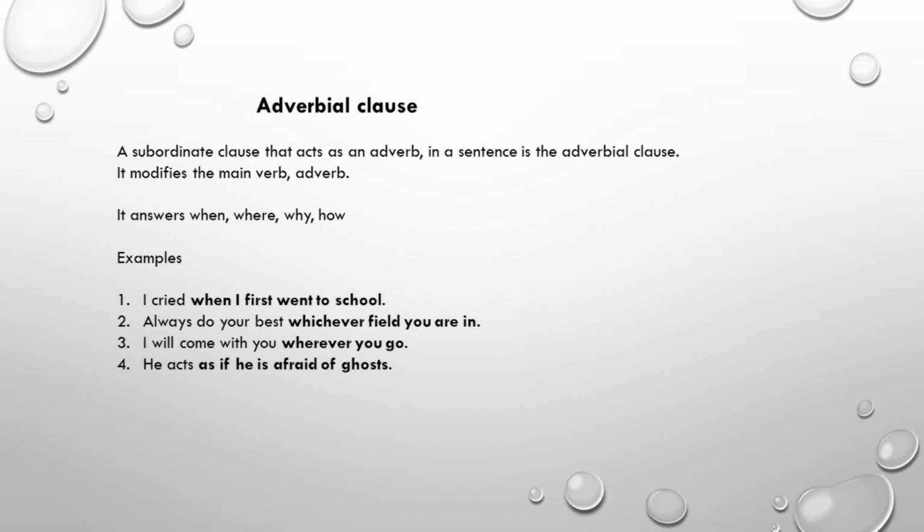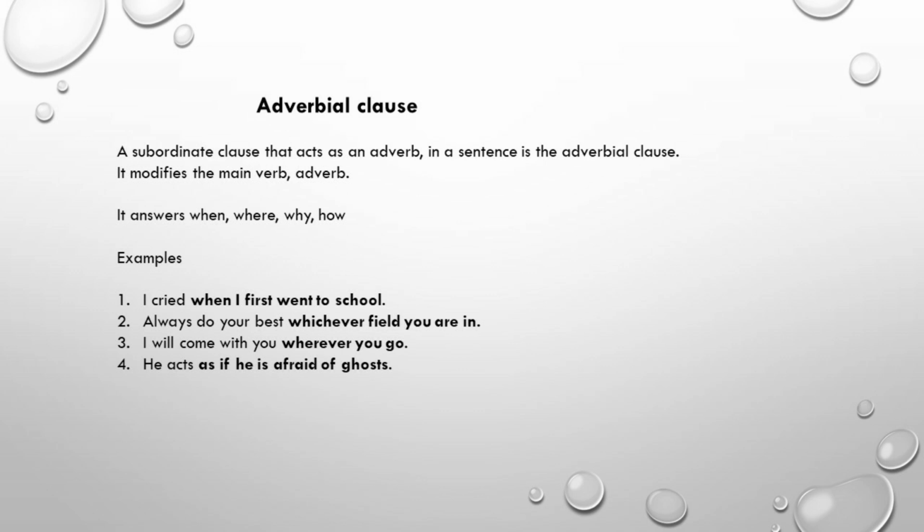எந்த ஒரு subordinate clause ஒரு sentenceல adverb function ஆகுதோ அதுதான் நம்ம adverbial clause அப்படின்னு சொல்லுவோம். Adverbial clauses main verbs ஐயும் other adverbs in a sentence ஐயும் modify பண்ணும் and when, where, why, how அப்படிங்கிற questions adverbial clauses answer பண்ணும். Below are the examples of adverbial clauses. Let's see each of them now.